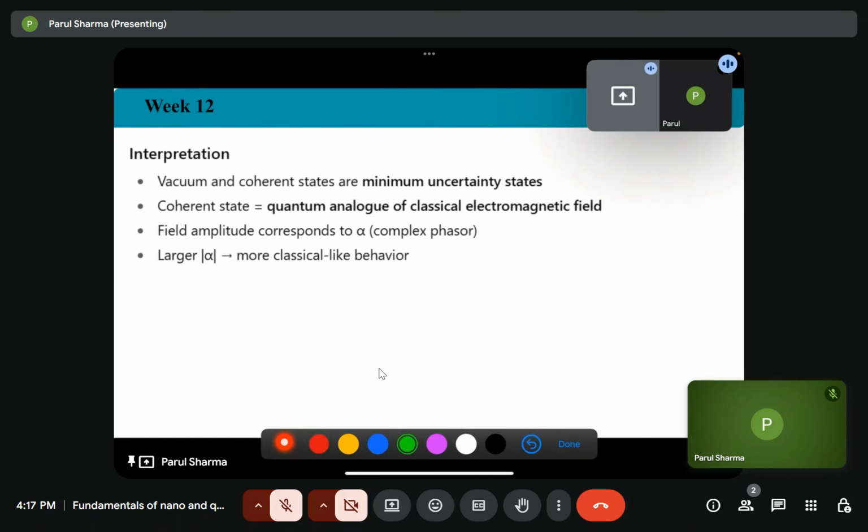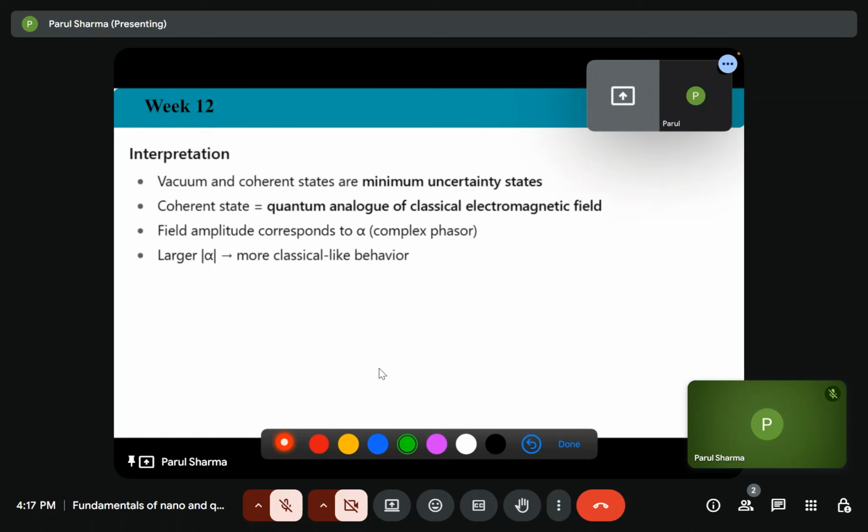So what does it mean? Vacuum and coherent states are minimum uncertainty states. The coherent quantum state is the quantum analog of the classical electromagnetic field, and field amplitude corresponds to alpha, which is a complex phasor quantity. Large alpha means a large number of photons, which will represent the classical behavior.